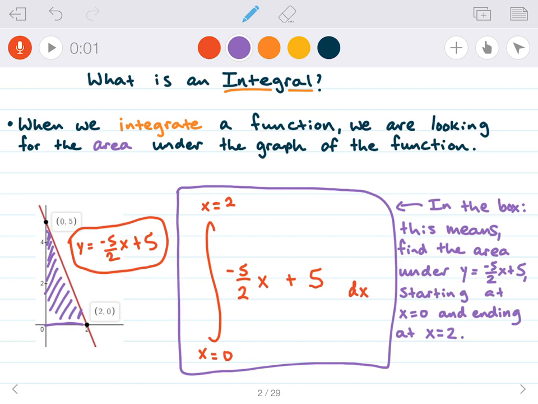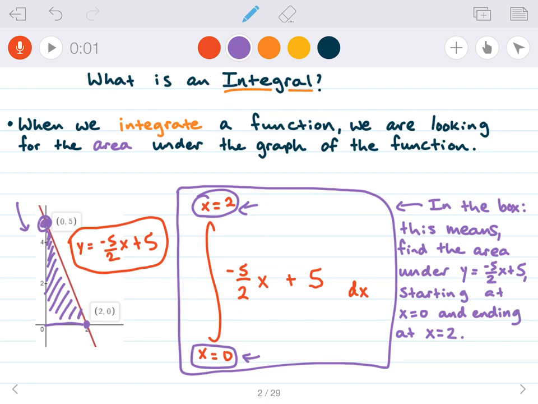So the way that we set this up in integral notation, and I'm going to go more in depth on what these parts mean later, but what this means, when I say find the area under that curve, is find the area starting at when x is equal to 0, which is this point, all the way up until x is equal to 2, and that's this point. So I want to use those x values as my starting and ending points. So that's what these numbers at top tell us. These are the starting and ending values.